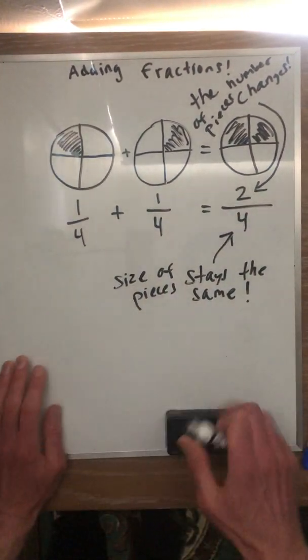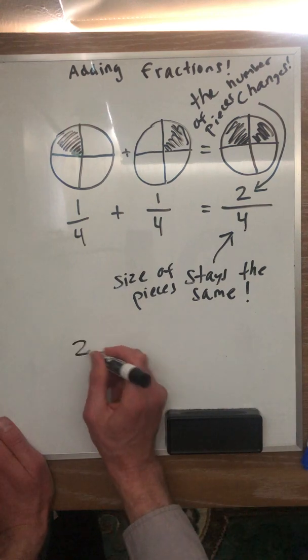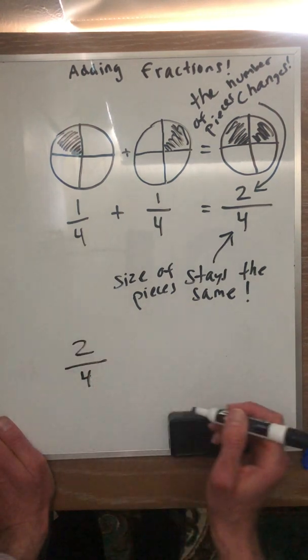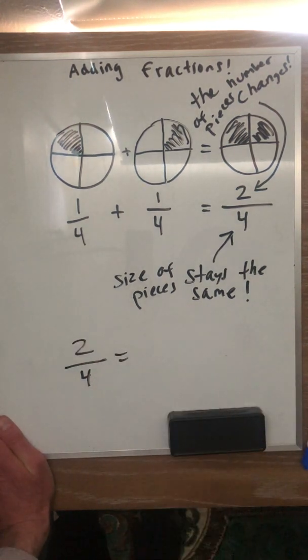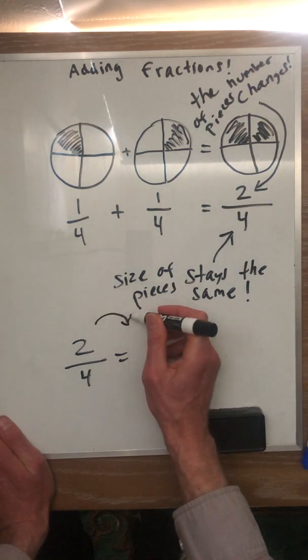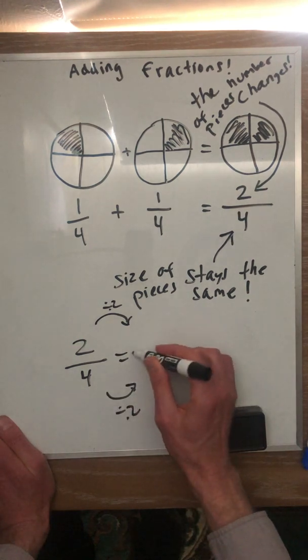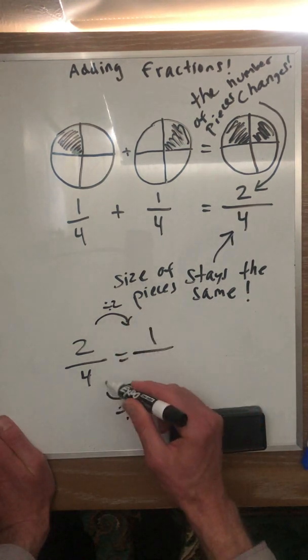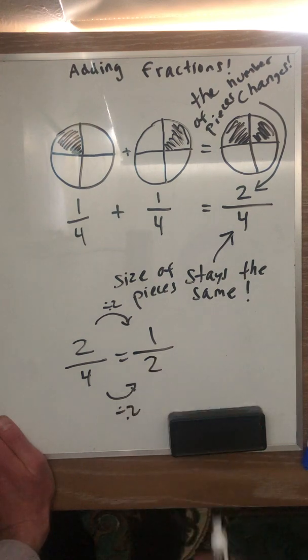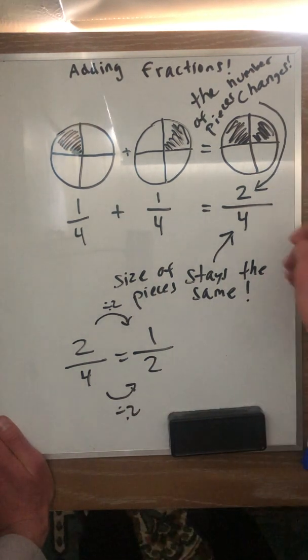Can we simplify 2/4? Yeah, we can, right? We can half them both. So 2 divided by 2 is 1, 4 divided by 2 is 2. So 2/4 is 1/2, which makes sense because we can see it right there. Oh yeah, 2/4 is 1/2.